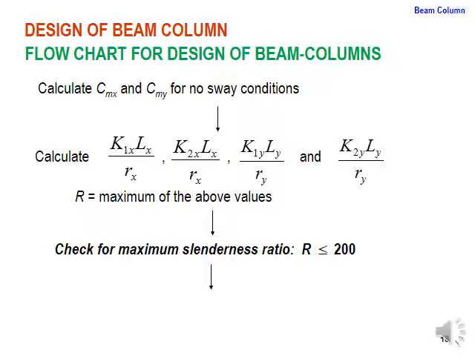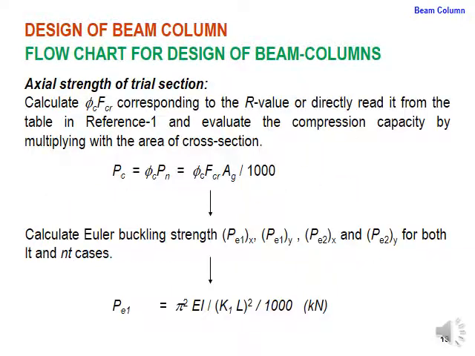Now, the next step is to calculate Cmx and Cmy for no sway conditions. For that, you have to check the R value. If your capital R value, the slenderness ratio, comes out to be less than or equal to 200, then it will be okay. After the check of the slenderness ratio, you have to go towards the Cmx and Cmy calculation.